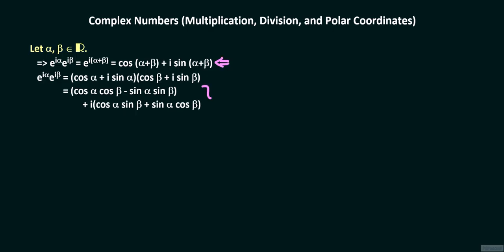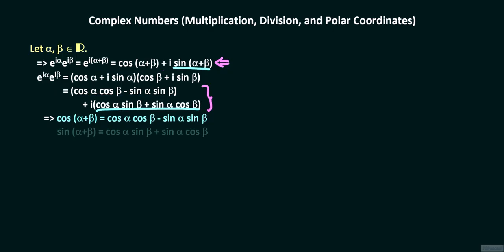These two expressions are equal if and only if the real part here equals the real part here, and the imaginary part here equals the imaginary part here. And so we obtain the sum of angles formulas for cosine and sine.